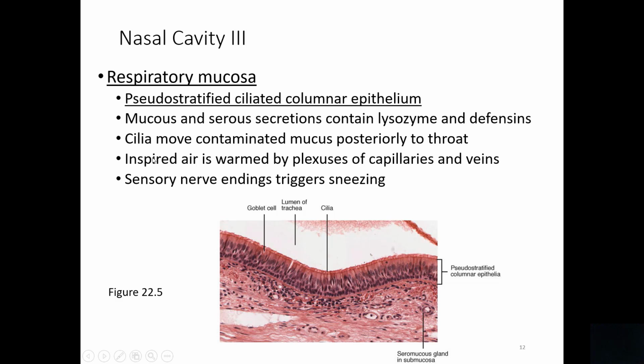Inspired air gets warmed inside of the nasal cavity by plexuses of capillaries and veins. So it means blood vessels are sitting really close to the surface, to the respiratory mucosa. That's why it can bleed relatively easily. And finally, right under the respiratory mucosa, there are sensory nerve endings. In case of irritation by large dust particles, we can sneeze.